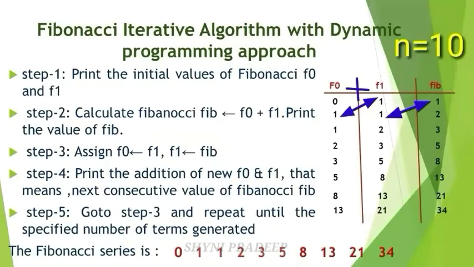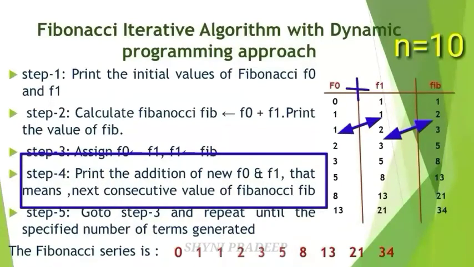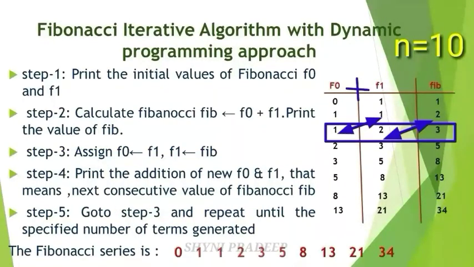Okay. What is the value of F1 now? 1. So you have to assign this value to F0. 1. And fib value is what? 2. Okay. So you have to assign this value to F1. Okay. Then see the next step. Print the addition of new F0 and F1. Okay. New F0 and F1, 1 plus 2 is equal to 3. So our next Fibonacci series number is 3.